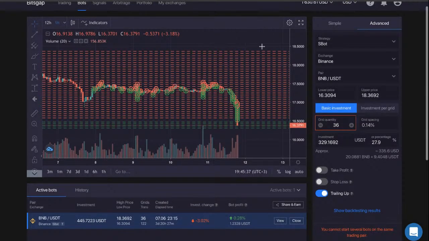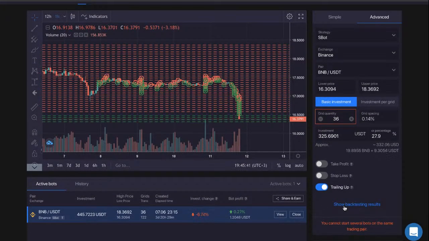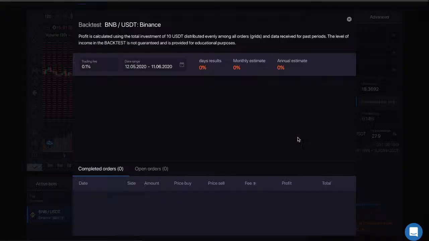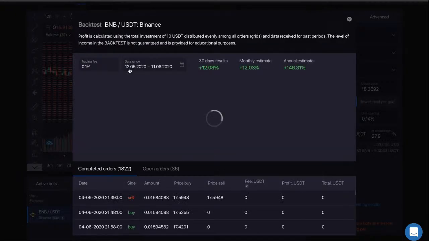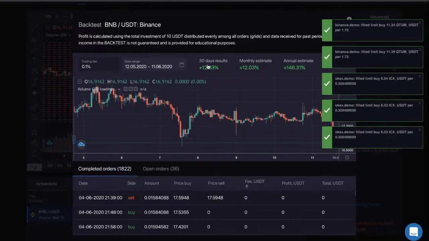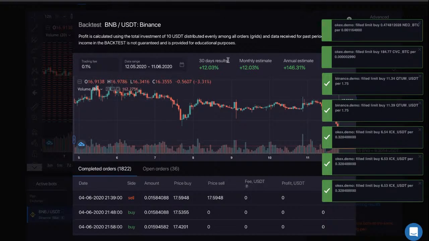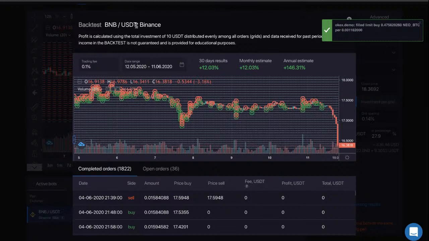So how can you do this? You go to the Bitsgap page, and in the advanced section you see that you have backtesting results. That's BNB trading to USDT, and if I click on show backtesting results, I will now get the data. You see automatically the period of 1 month, from the 12th of May until today. For this 3 days period, it would have generated 12% in USDT for you.